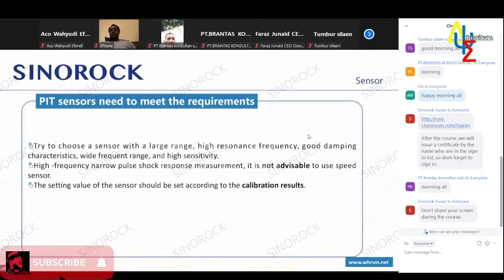We should try to choose sensors with wide range, high resonance frequency, good damping characteristics, wide frequency response range and high sensitivity. High frequency with narrow pulse signal is often used for signal recognition of shallow layer measurement, and it is not suitable to use a speed sensor. In addition, it must be noted that the sensor should be set according to the metrological identification or calibration mechanism, because the moving speed of the particle is converted through sensitivity.